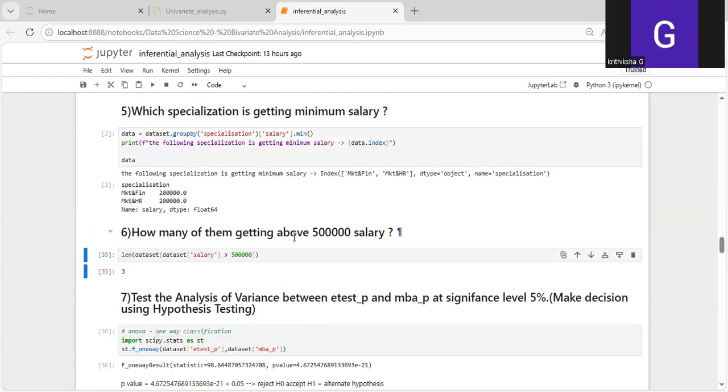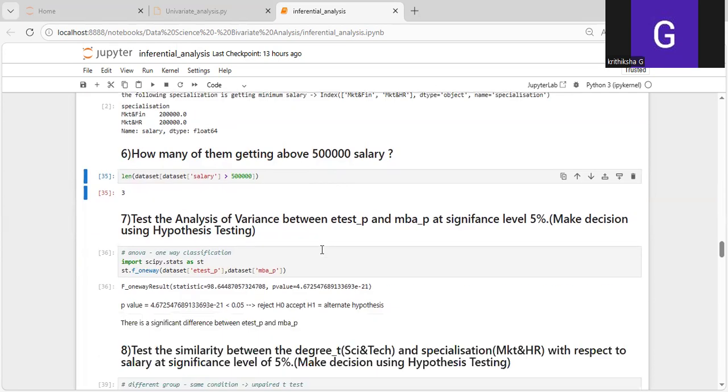So how many of them are getting above 50,000 salaries? These three students were getting above, sorry, it is actually 5 lakh. So the three students are getting 5 lakhs.